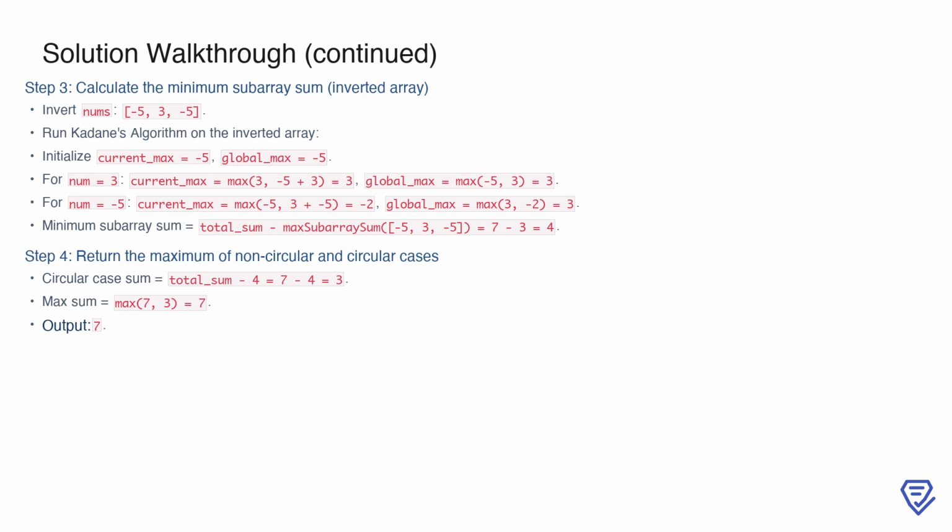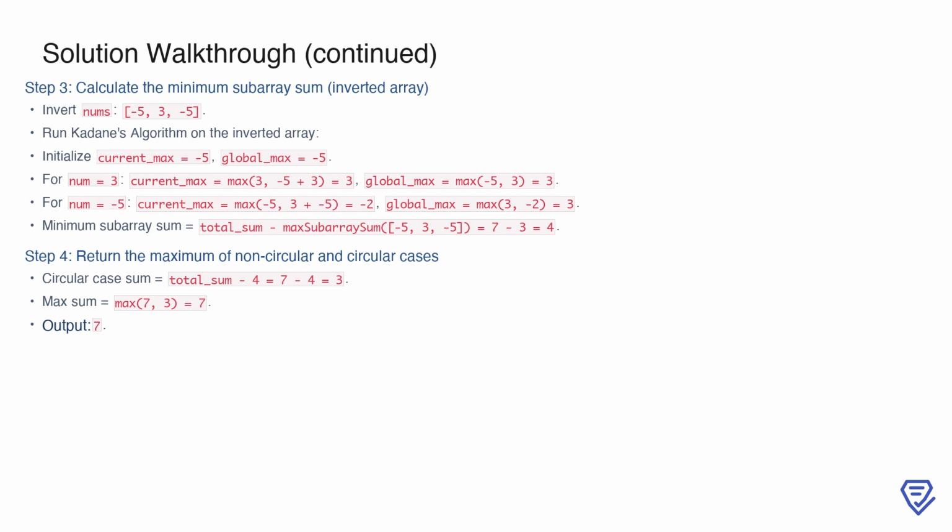For the circular case, we invert the array to -5, 3, -5, and use Kadane's algorithm on this inverted array. We initialize current_max and global_max to -5. For 3, current_max becomes 3, and global_max updates to 3. For the final -5, current_max drops to -2, and global_max remains 3.